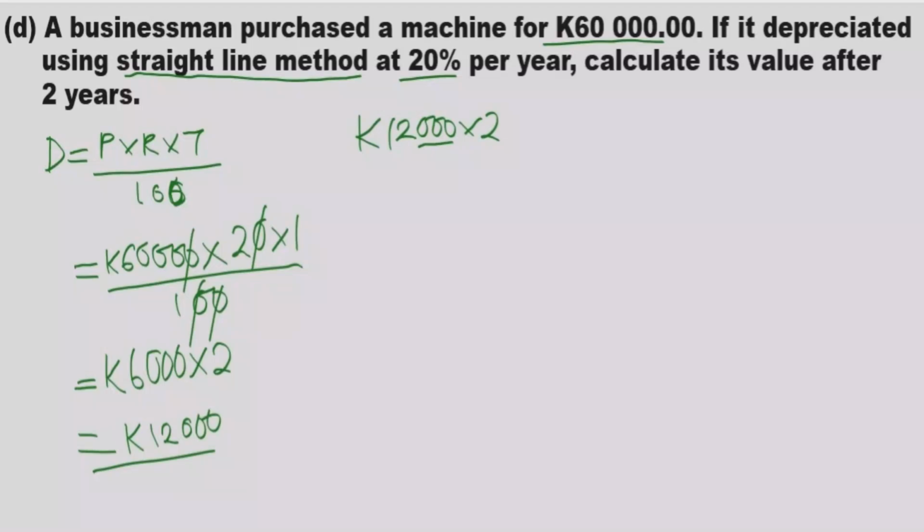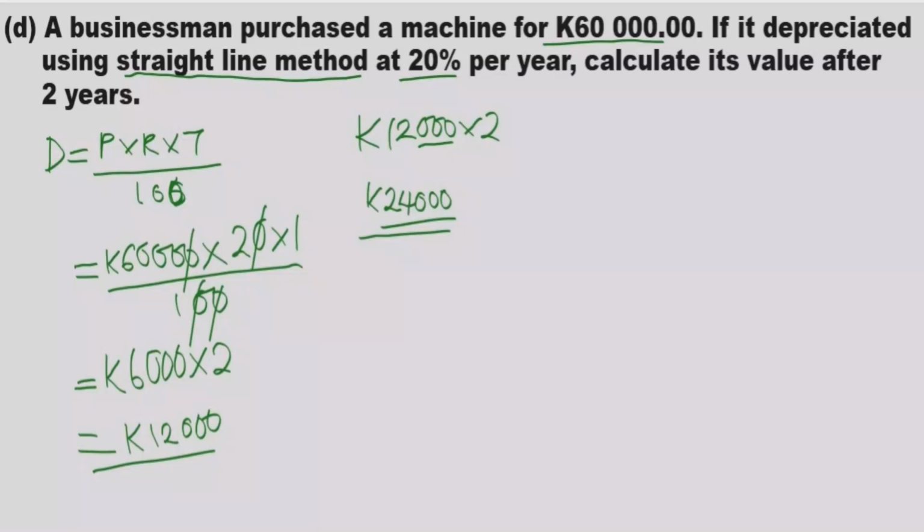So we multiply 2 times 12, which will give us 24. Okay, so all we do is we add these zeros to 24, which will give us 24,000, and that is the depreciation of this machine after 2 years. Now the question is, we calculate its value after 2 years. So if it has depreciated the value of 24,000 kwacha, what is its actual value?